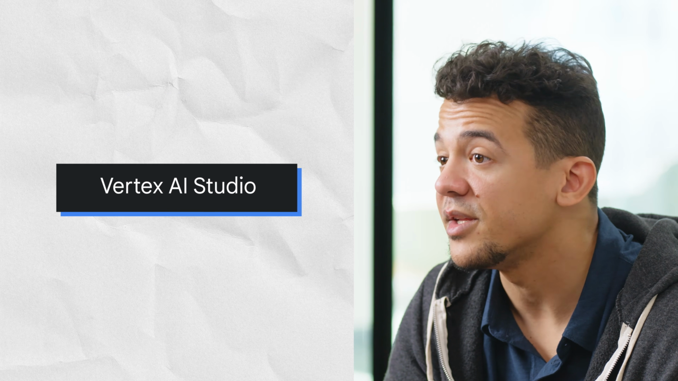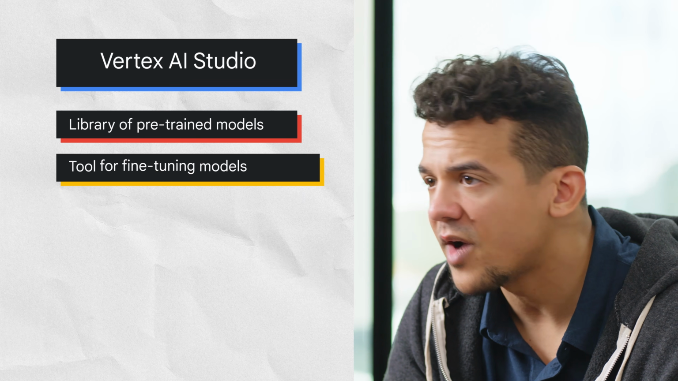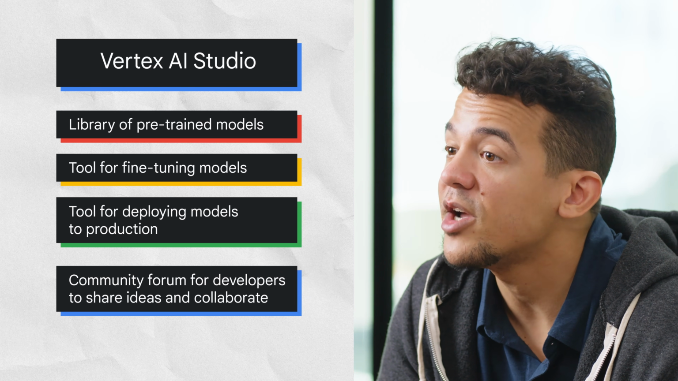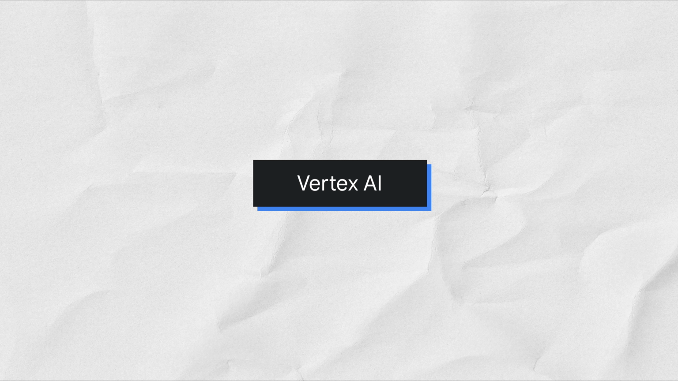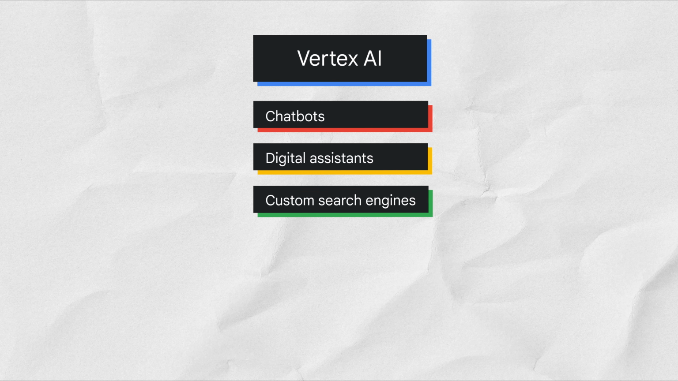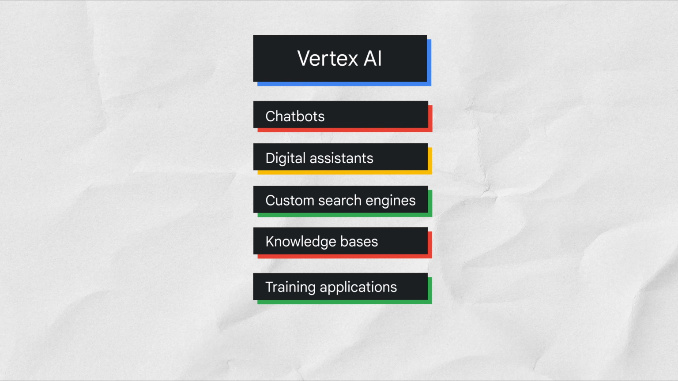For example, there is a library of pre-trained models, tool for fine-tuning models, tool for deploying models to production, and community forum for developers to share ideas and collaborate. Next, we have Vertex AI, which is particularly helpful for all of you who don't have much coding experience. You can build generative AI search and conversations for customers and employees with Vertex AI Agent Builder, formerly Vertex AI Search and Conversation. Build with little or no coding and no prior machine learning experience. Vertex AI can help you create your own chatbots, digital assistants, custom search engines, knowledge bases, training applications, and more.